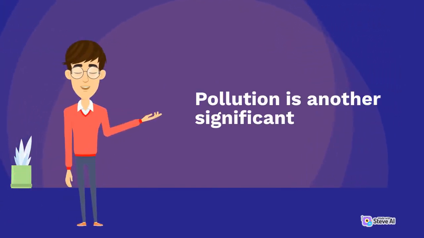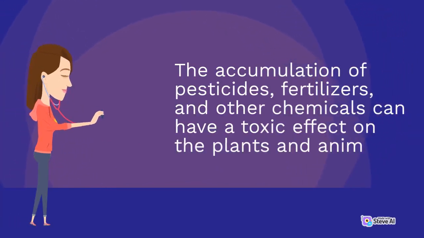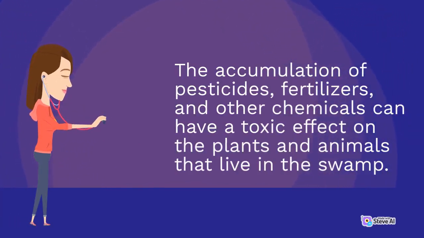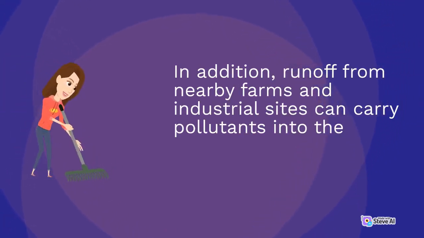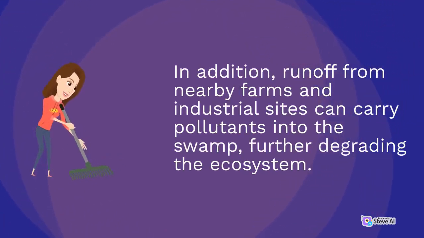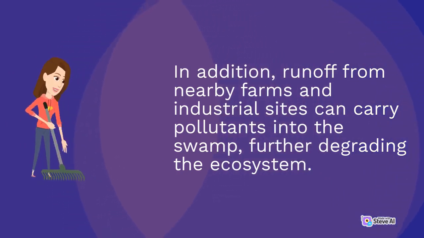Pollution is another significant threat to swamp ecosystems. The accumulation of pesticides, fertilizers, and other chemicals can have a toxic effect on the plants and animals that live in the swamp. In addition, runoff from nearby farms and industrial sites can carry pollutants into the swamp, further degrading the ecosystem.